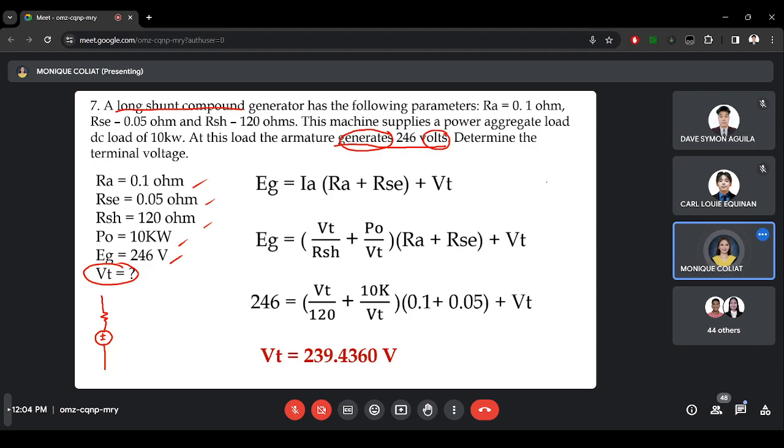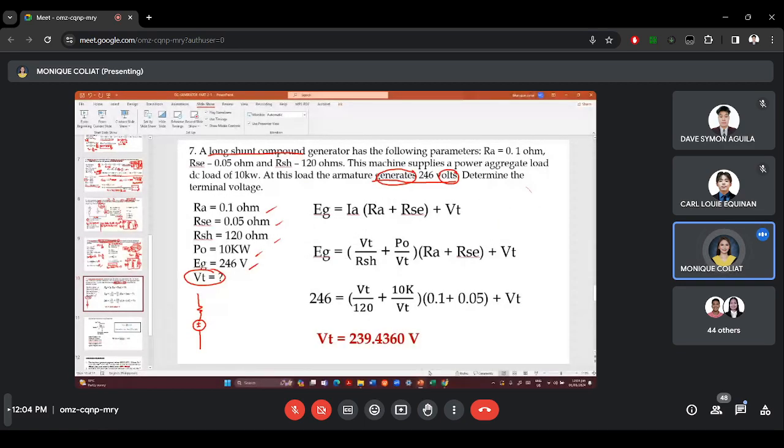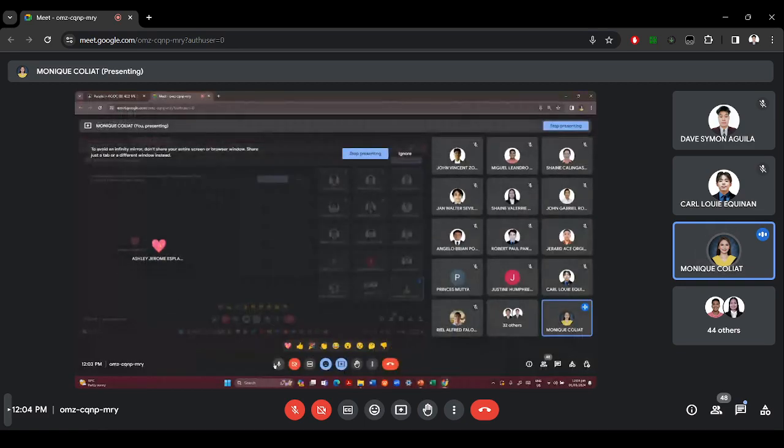Okay, so ayan. So ano nga ba yung long shunt? So long shunt is ito po yung hitsura niya. Again, sa examination po ninyo, there is no drawing of a circuit. No circuit. There's no circuit drawn. So you have to draw it yourself.